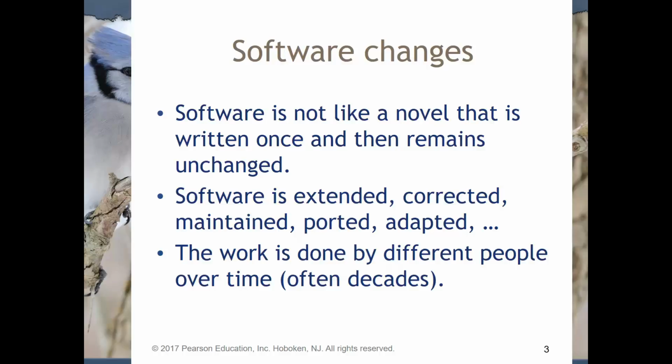Software changes. Software is not like a novel that is written once and then remains unchanged. In other words, as you go through code, it gets changed over and over again. As the system grows and expands, new requirements are identified, or old requirements are changed. This is a pretty common problem. I've actually worked in shops where we had code that was over 30 years old, still being maintained today.